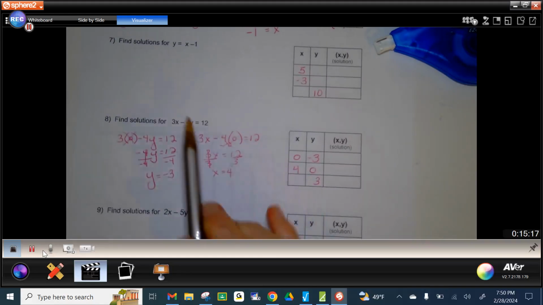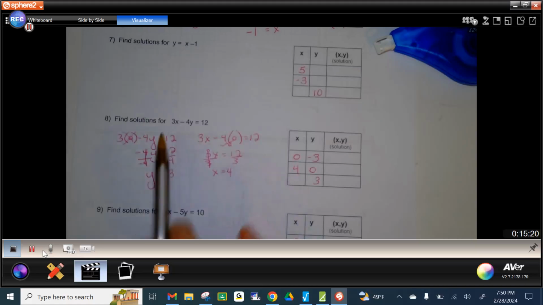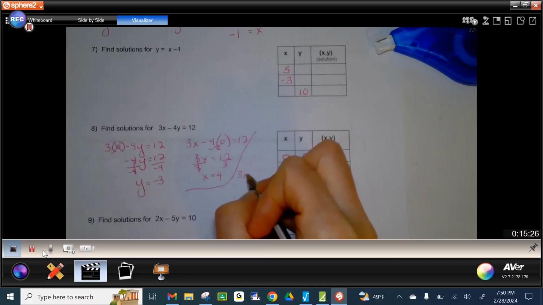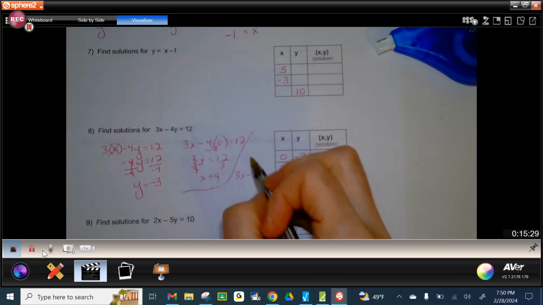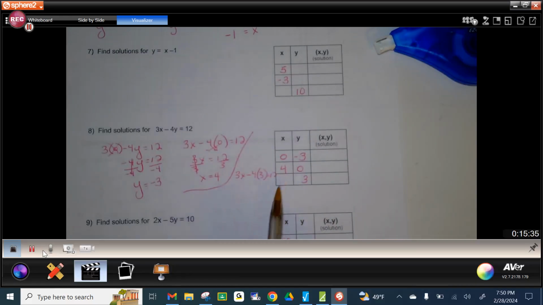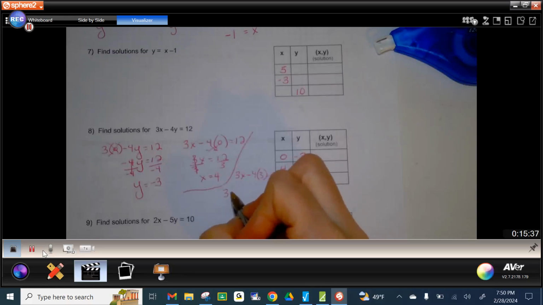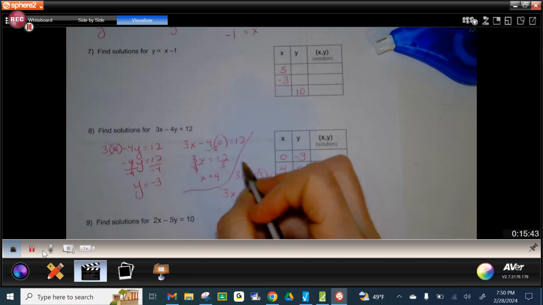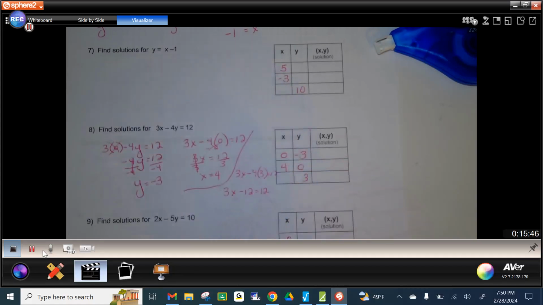Now I'm going to see what happens when I put 3 in for y. Alright, so let's see. Do I have room here? I'll do it right here. 3x minus 4 times 3 for the y equals 12. And now we've got to do the math. We're going to solve for the x. So 3x, minus 4 times 3, that's minus 12, equals 12. Right? So we just put that 3 in for the y, and then I just multiplied negative 4 times 3, and that's negative 12. So we got 3x minus 12 equals 12.